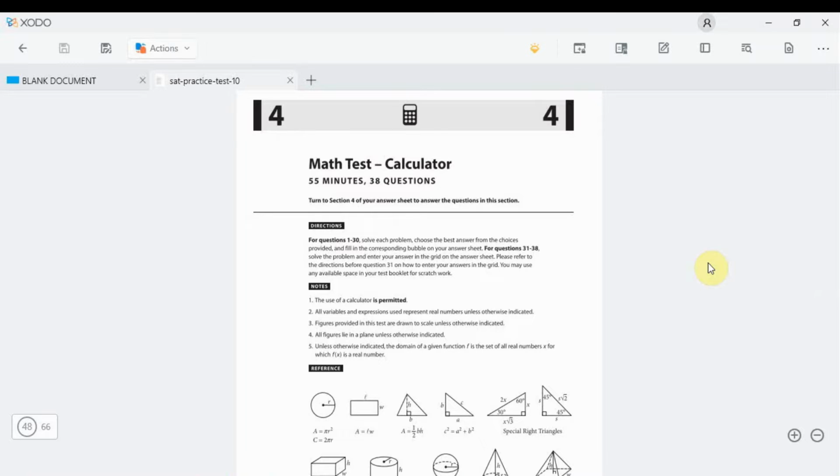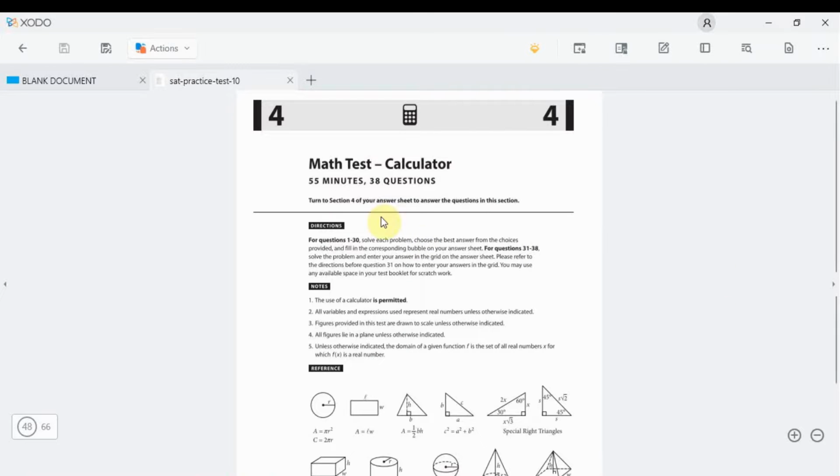And today we're going to go through the SAT Mathematics Section 4, and this is for Practice Test 10. If you want a link to the paper, it will be down in the description. So just go down in the description to download this paper. With that being said, let's get started.